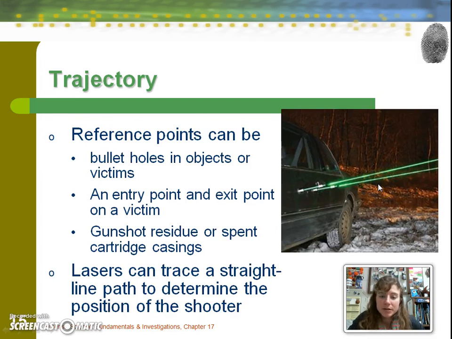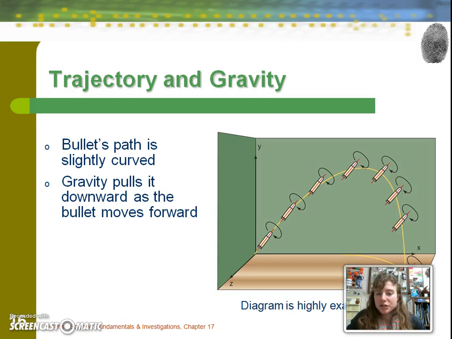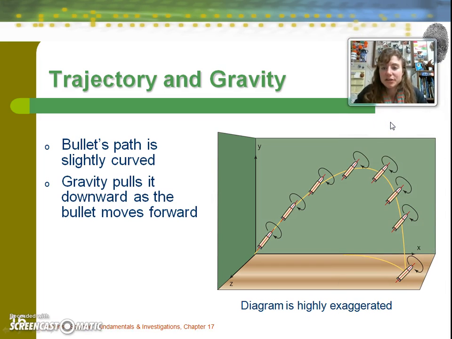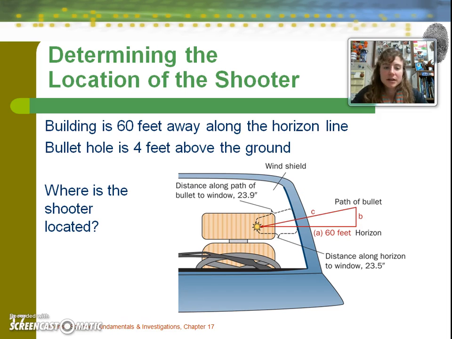So those reference points, as we said, can be bullet holes in objects, entry point and exit point of a victim, and possibly gunshot residue or spent cartridge cases. Lasers can help to trace the path as well. So just a bit about trajectory. This is very exaggerated, but a bullet's path does curve due to gravity. When we do triangulation and we're evaluating trajectory, we're going to make an assumption that the bullet is traveling in a perfectly straight line, as a triangle line would be. So that's one of the possible areas of error, because it is estimated, because gravity is not accounted for there.